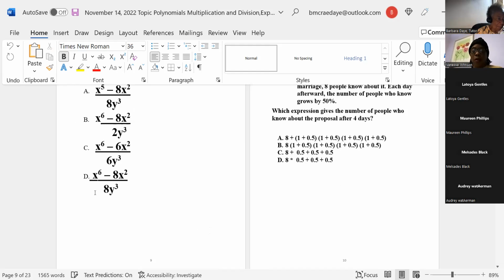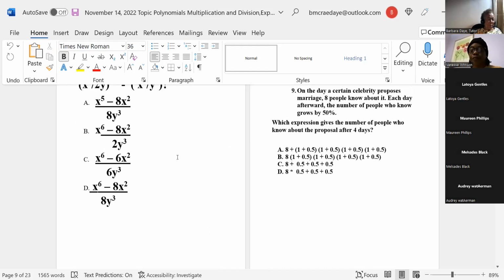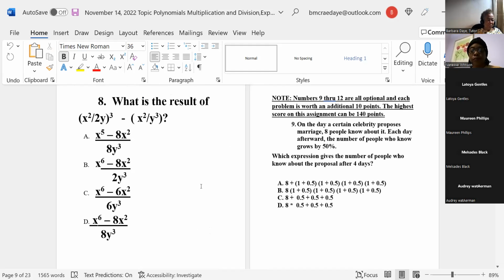Can you break it down a little further? Okay. Can you see it? What's the answer? I get 5 minus 8 to the power 2 over 8y to the 3. A? No. Wrong. You have to work it out. Let's just take them each. Let's work it out.